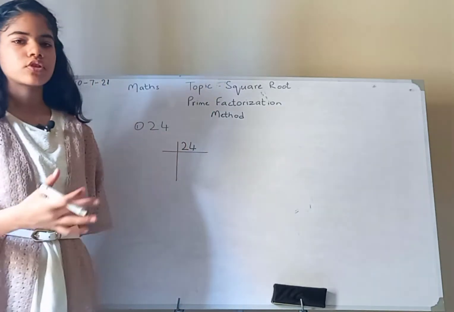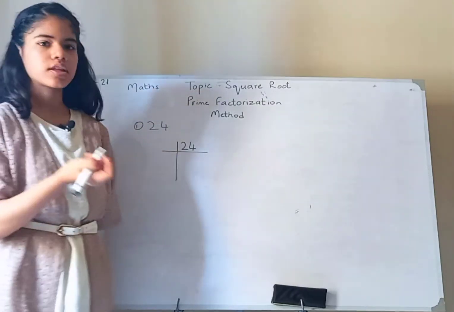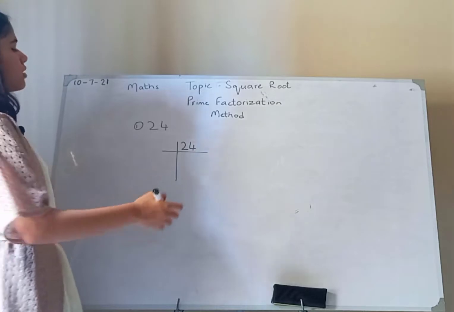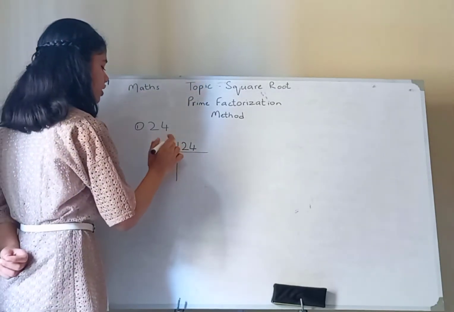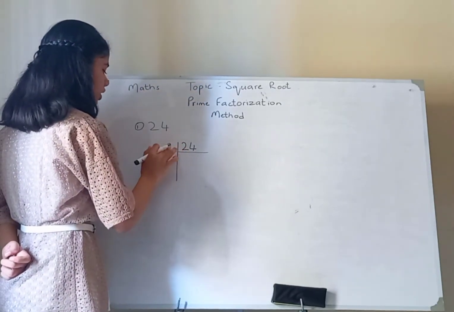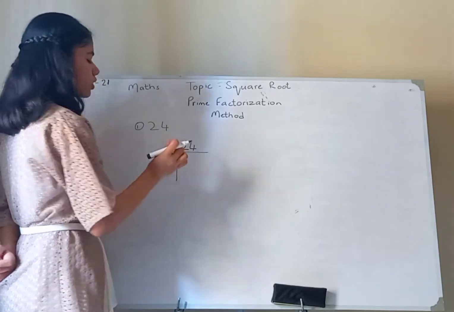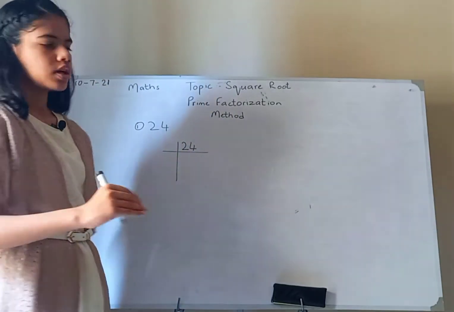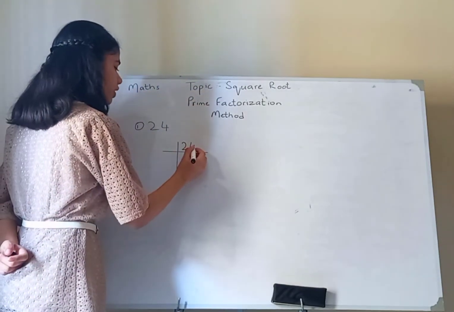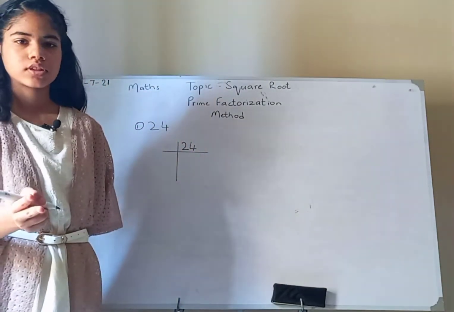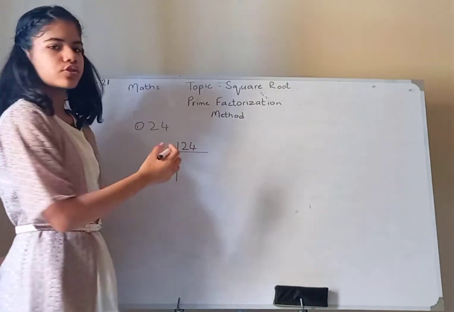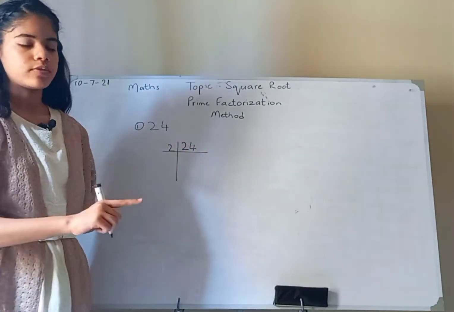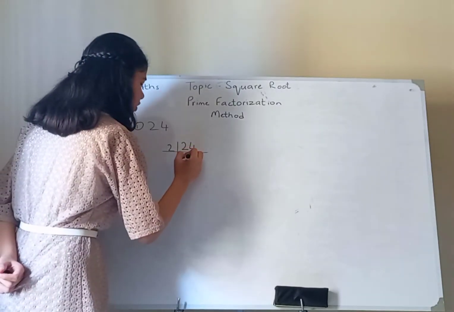So how we solve a question by prime factorization method is we have a number and we have to make it like this, and then we will write a table number over here, that in which table this number came. We have to start with the lowest number. So 24 comes in 2 table. So we are going to take 2 because 24 comes in 2 table 12 times. So we will write 12 over here.